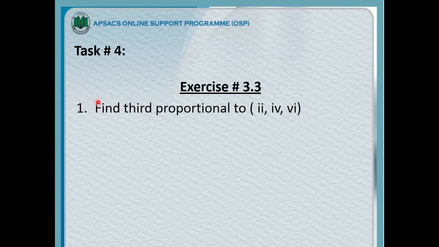Now students, you have to solve question number 1 of exercise 3.3, parts 2, 4 and 6.